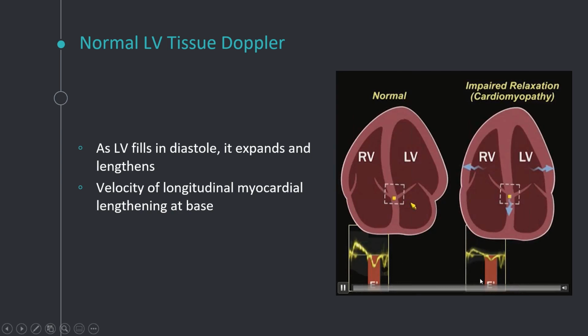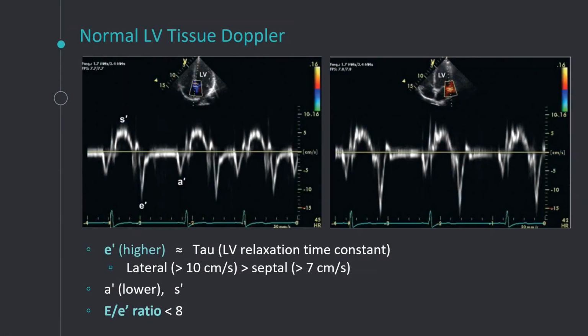So this is a glimpse of what the tissue Doppler would look like and where it labels E prime. And it's going to be negative because on relaxation, it's going away from the probe. In a normal heart, the E prime wave would be higher than in impaired relaxation. So E prime gives us a clue as to diastolic dysfunction as well. In diastole, your LV is going to expand and lengthen. It basically calculates the velocity of the longitudinal lengthening of the LV. So this is how it looks.